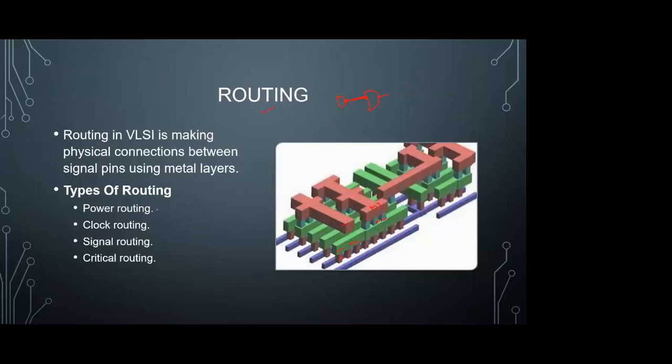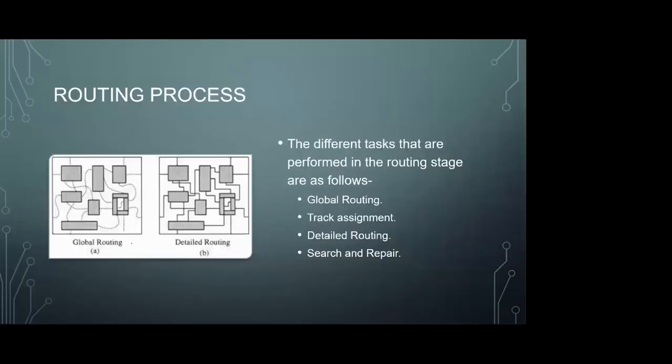And types of routing, we have the power net, clock net, signal net, and critical nets like analog nets. Okay, analog nets also will be there. Those are critical. So all these types of routing will be there. We have to make the physical connections. And how will the routing process go? First it will do global routing, then it will go for the track assignment, and then it will do detailed routing and search and repair.